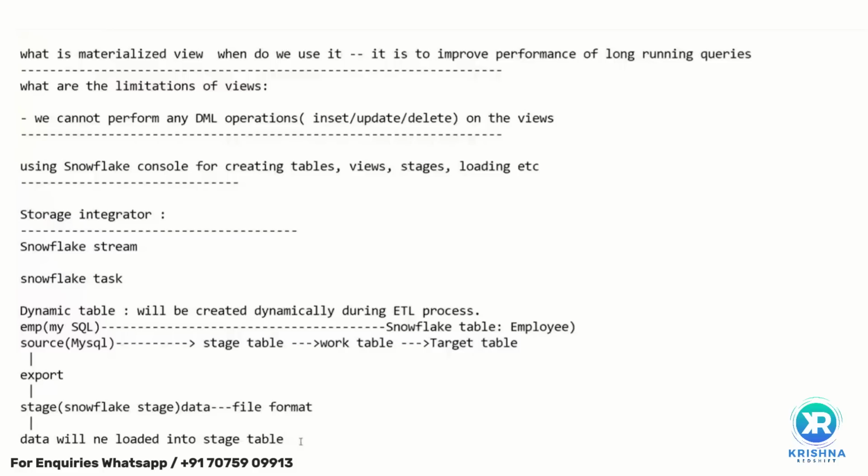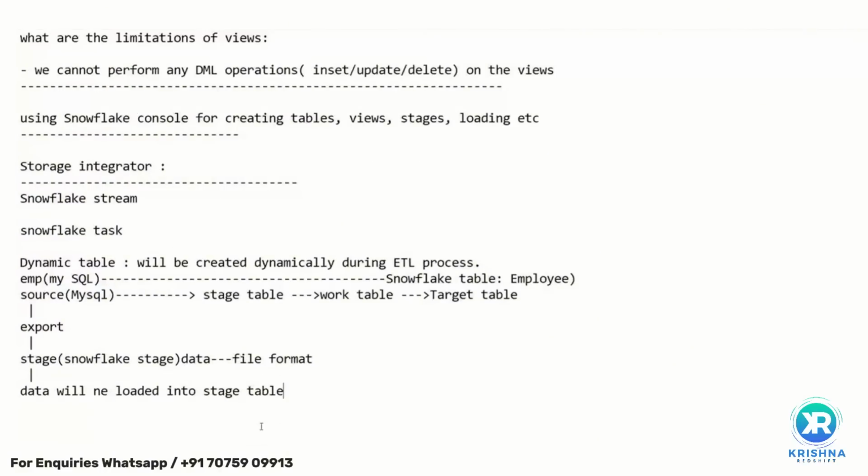Okay, the first time you load it into a table, that is called stage table. Okay, data will be loaded into stage table. Where from are you loading? From Snowflake stage. Since you're loading from stage file, it is called stage table, or generally it is stage table only. First time you are loading from source into a Snowflake table, that is called stage table.